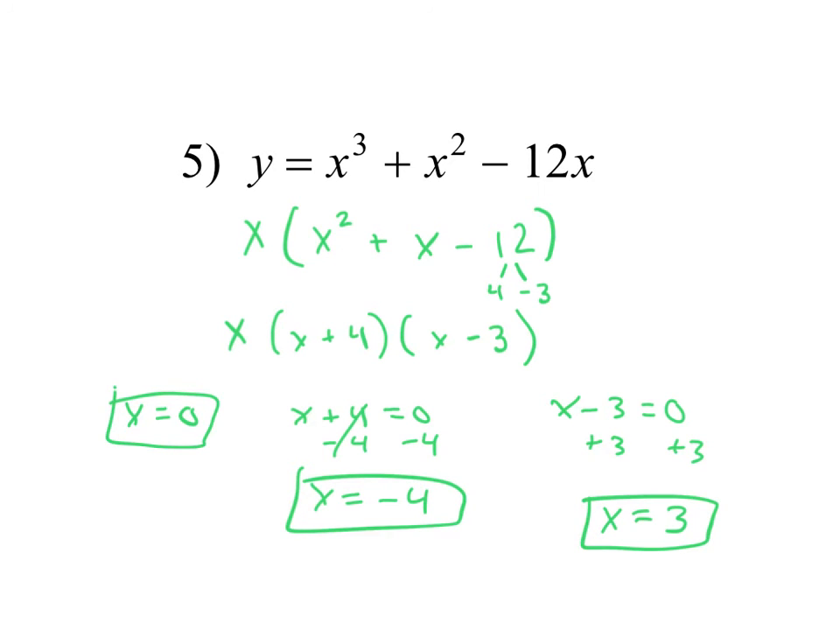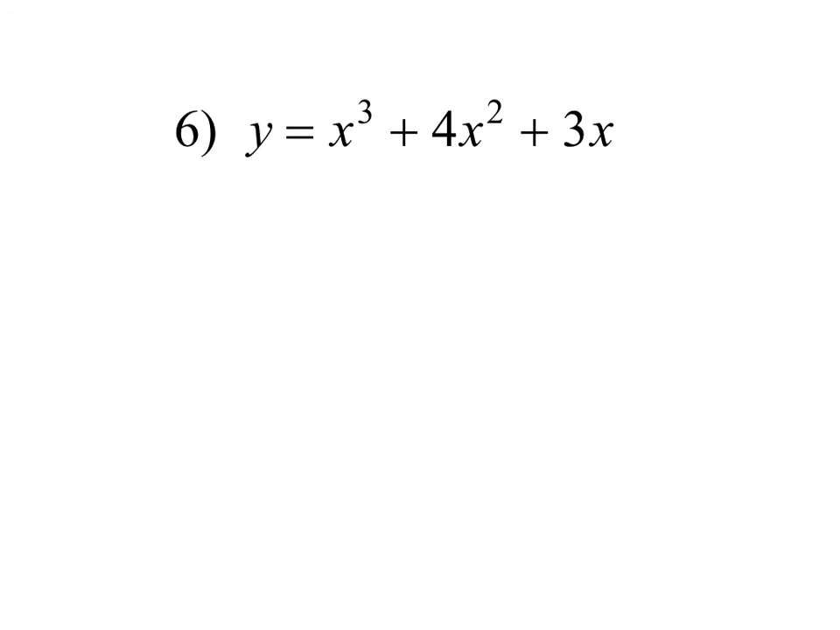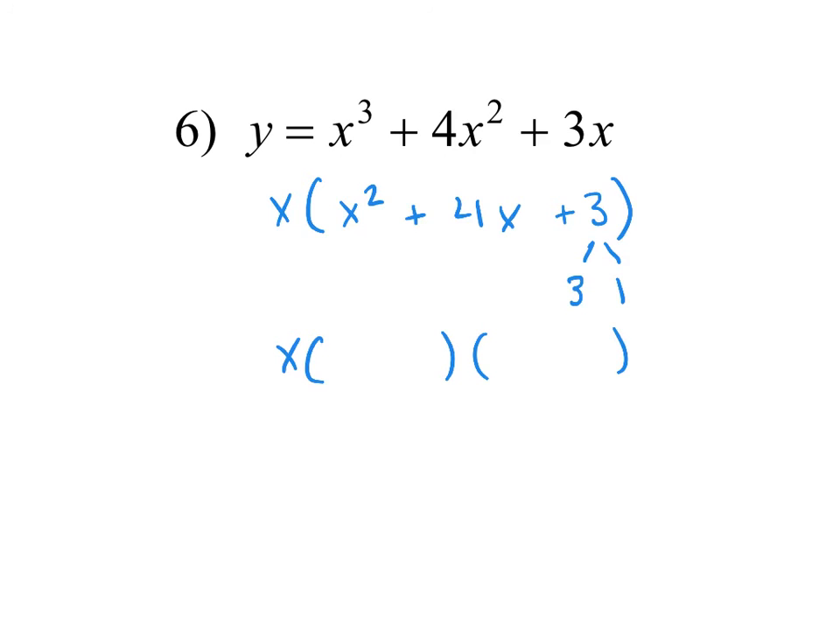All right, number 6 is just like this one. What's our greatest common factor that we can take out? X. So then we're left with x squared plus 4x plus 3. What are 2 factors of positive 3 that add up and give us positive 4? 3 times 1. So we can't forget about the x out front. We just leave it out front for now.